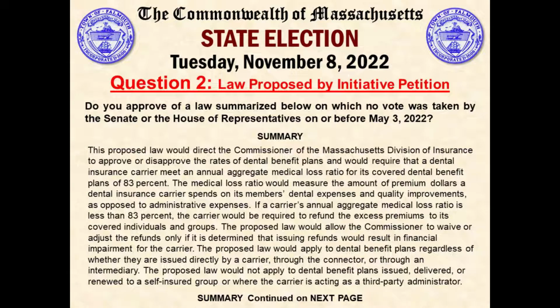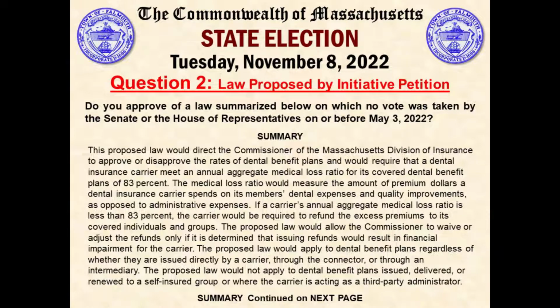Ballot Question Number 2. Law proposed by initiative petition. Do you approve of a law, summarized below, on which no vote was taken by the Senate or the House of Representatives on or before May 3, 2022?